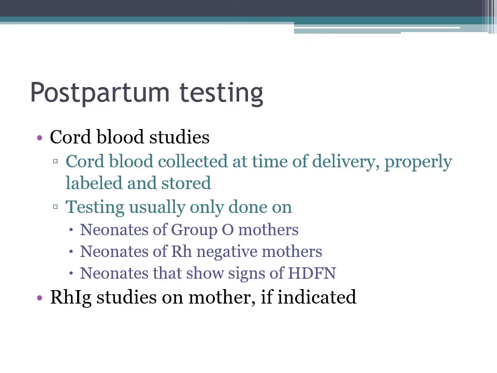For postpartum testing, we have cord blood studies. Cord blood is collected at the time of the delivery, properly labeled and stored. Testing usually done on cord blood includes neonates from Group O mothers, neonates of Rh negative mothers, and neonates that show signs of hemolytic disease of the fetus and newborn. Rh immune globulin studies are performed on the mother if indicated.